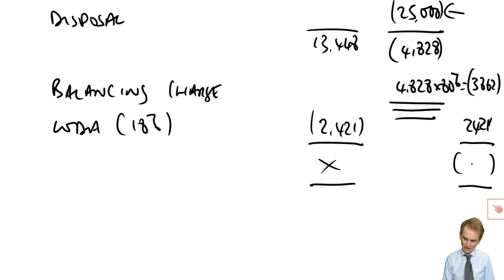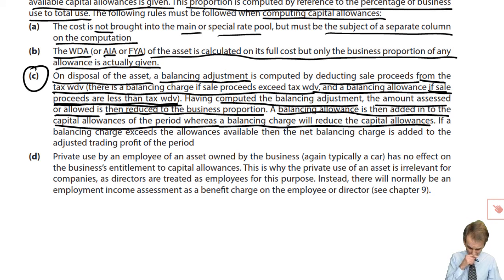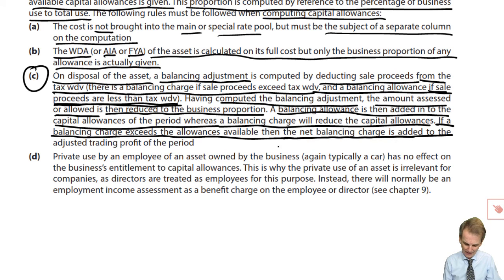So what that means is that that figure in there, instead of reducing the adjusted trading profit of the business for that period, will be added to it. It's going to be an extra profit. It will increase the profit of that period. And that is what is said finally in those notes here. If a balancing charge exceeds the allowances available of the accounting period, then the net balancing charge is added to the adjusted trading profit of the period, as we've just been saying.